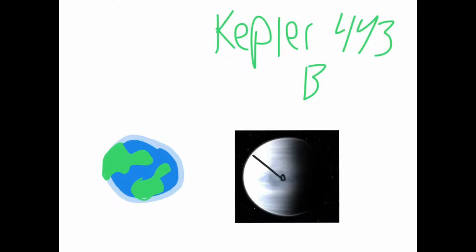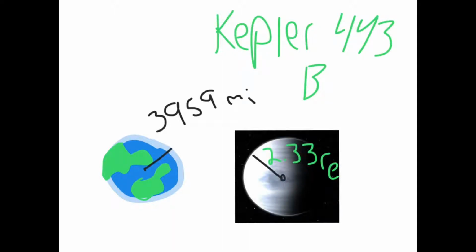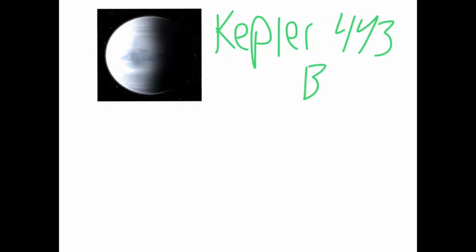Kepler 443b has a Jupiter radius of 0.208 and an Earth radius of 2.33, meaning its radius is 2.33 times greater than that of Earth's radius, which is about 3,959 miles, or 6,371 kilometers. The orbital period of Kepler 443b is 177.669 Earth days, or about 1/2 the average full Earth rotation.